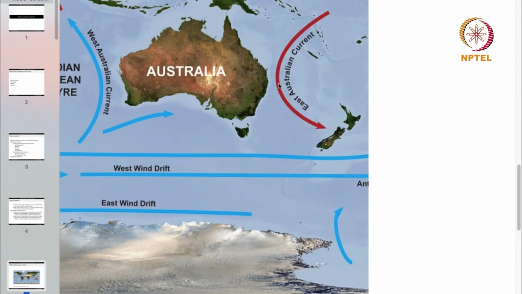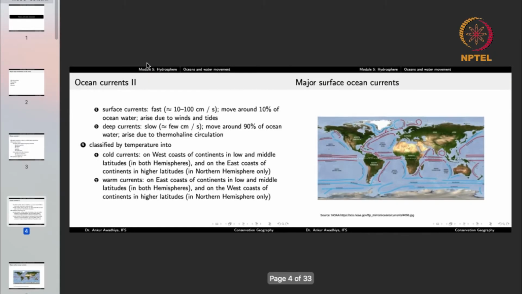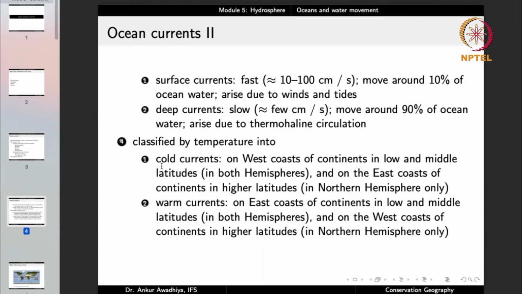Because this is a warm current, these areas will get more rainfall. The West Australian current, being a cold current, means these areas will have less rainfall. So typically you can observe that the east coast of Australia is wetter, because of which we are getting more forest. The west coast of Australia is drier, and so this portion appears to be dry. So on the basis of temperature, we have cold currents and warm currents.